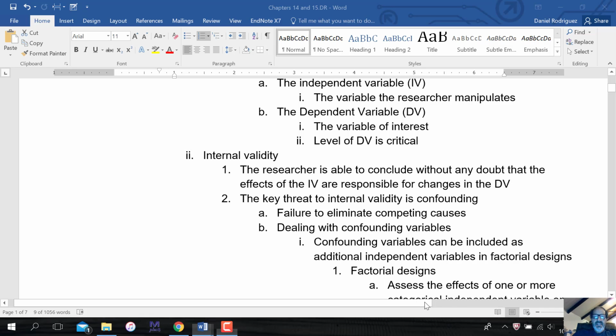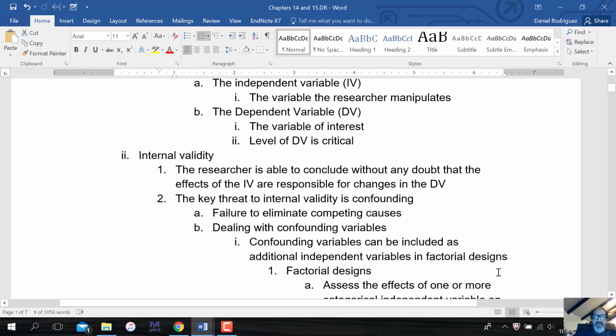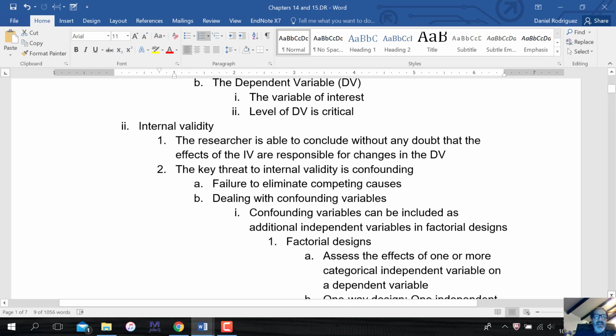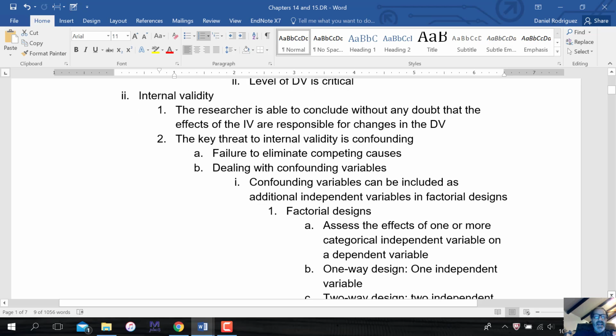Internal validity is a special outcome that we seek when we do experiments. We can say that a study has internal validity when we can conclude without any doubt that the change that we see in the dependent variable is caused by the independent variable and no other variable at all. So that's why we do experiments, because we want to see if the changes that we see in our dependent variable are due to the independent variable.